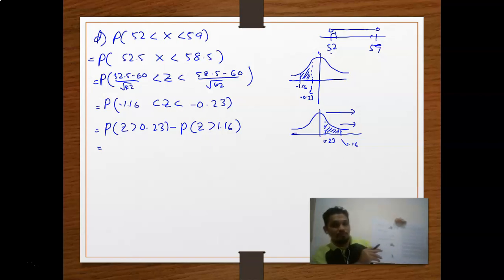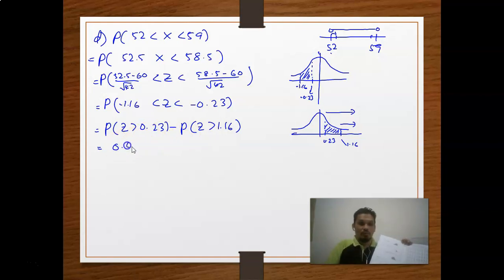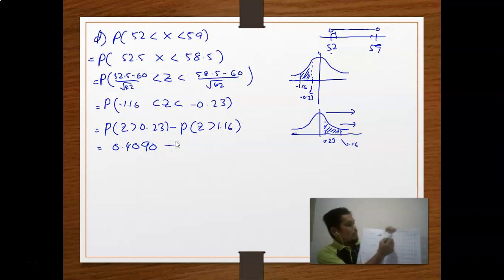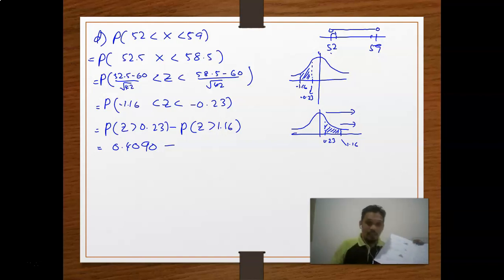For 0.23, from this book, 0.2 plus 0.03 gives 0.4090. The result of this is 0.4090 minus 1.16: 1.1 with 0.06 gives 0.1230. That is equal to 0.2850.